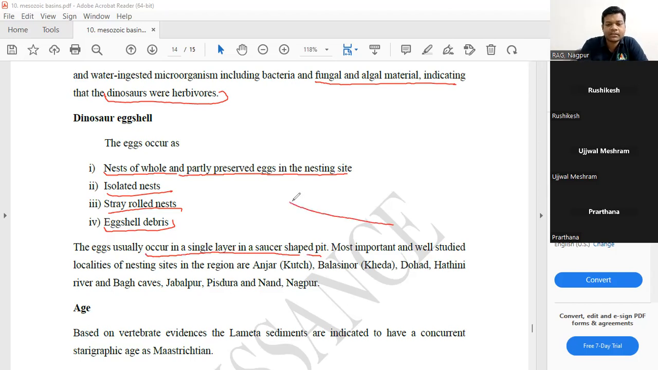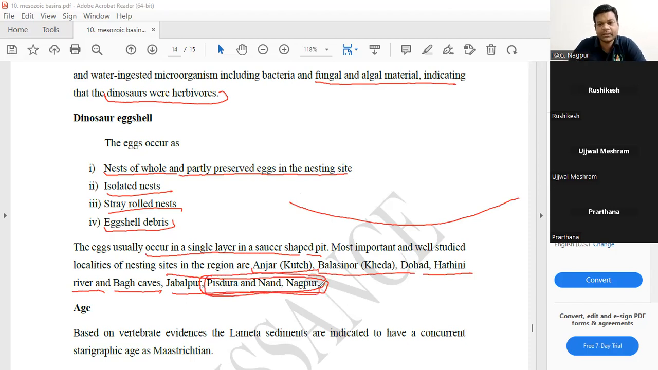The most important and well studied nesting sites are in Anjar, Balasinor, Dohad, Hathni River, Bagh caves, Jabalpur, Pisdura, and Nand. Pisdura and Nand are near Nagpur, not exactly in Nagpur, but near Nagpur.